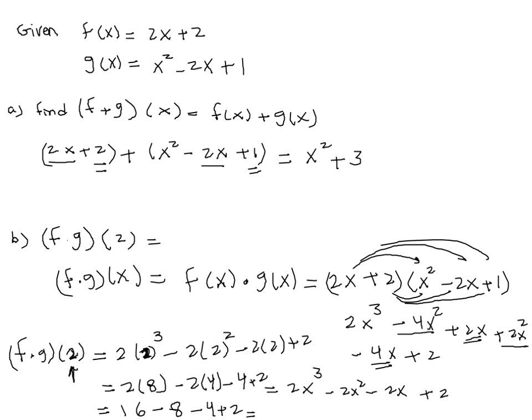So what is 16 minus 8? 8, minus 4 plus 2. 8 minus 4 would be 4, plus 2. So the whole thing is equal to what? 6. So you see we get a single number here that is equal to 6.